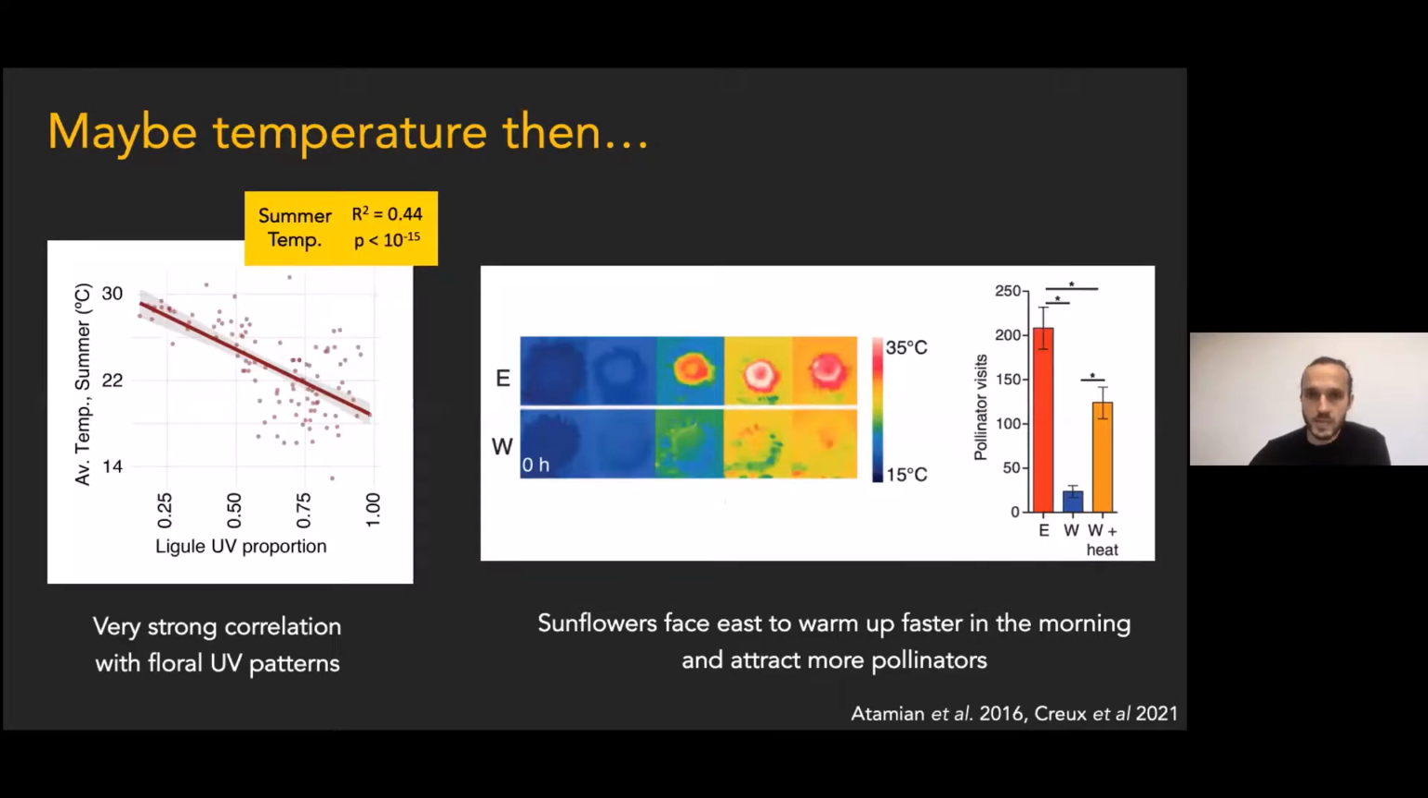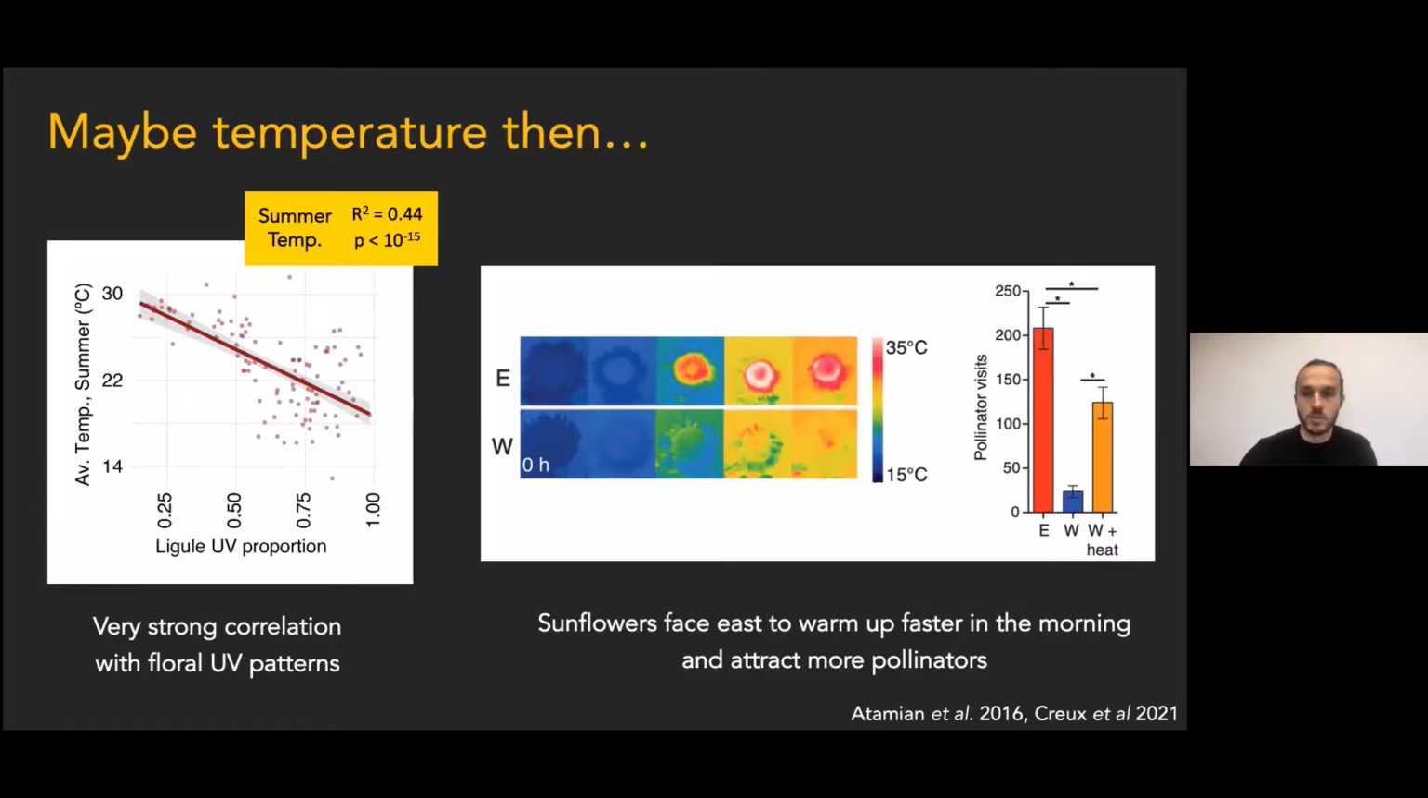The next thing we checked was temperature, and this is for 2 reasons. One is that we found a fairly strong correlation between temperature and floral UV pattern in natural populations of wild sunflowers, with plants growing in colder places having larger UV patterns, UV absorbing patterns. So that's one reason. The other reason is the work that has been already mentioned several times in this conference. So the fact that inflorescence temperature is very important for pollinator attraction. So I won't go into the details of this because it has been explained many times, but wonderful work from the Harmer lab and Nikki's.